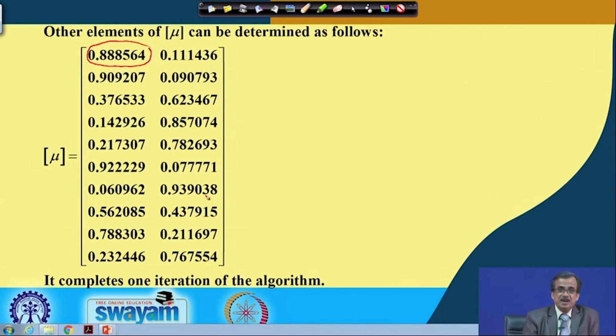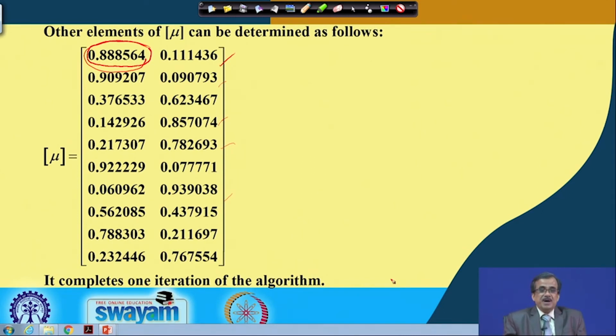If you remember, to start with the algorithm, initially we assumed some numerical values, and after that we are updating those values. We have already discussed how to get this particular numerical value; follow the same principle. To get all the numerical values, exactly the same principle we will have to follow. It completes one iteration of this algorithm.